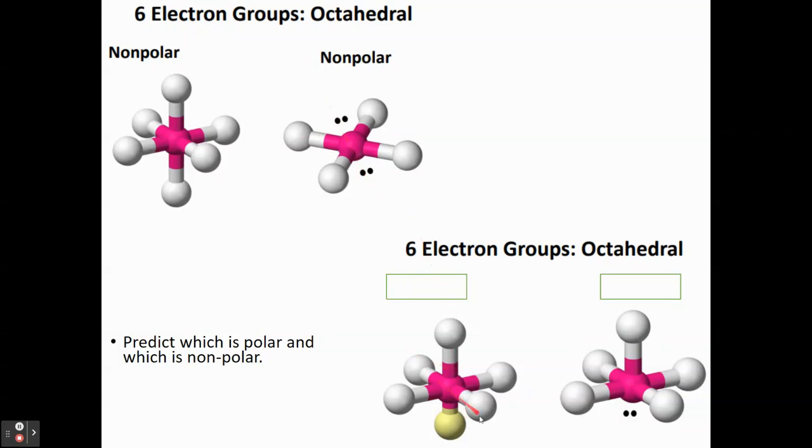Here, as you can see, these would cancel out, this would cancel out, but this would not because they're different atoms, so polar. Here, this would cancel out, this would cancel out, but this is missing an atom on the other side to cancel it out. So that would be polar as well.